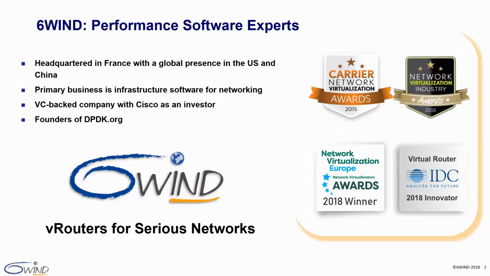6WIN is a software company headquartered in France with offices around the world, including Santa Clara, California, and Beijing. We make high-performance networking software with deep expertise in telecom. Our flagship product is vRouter software that has been deployed globally for over a decade. And for those of you from the developers community, you may know us as the founders of dpdk.org and a top contributor.